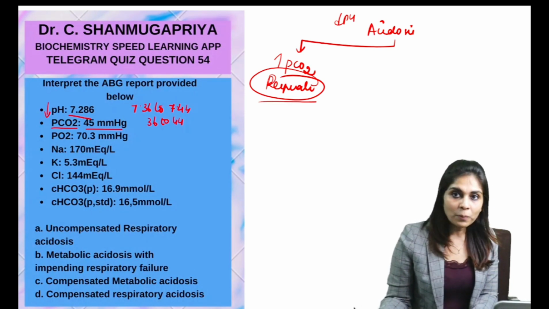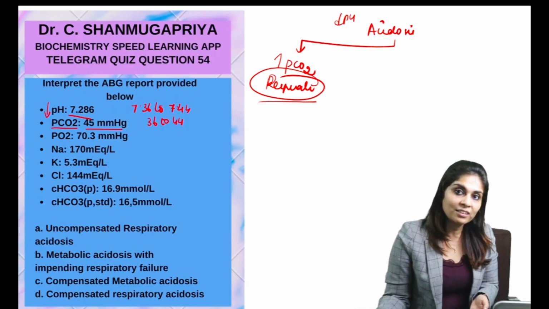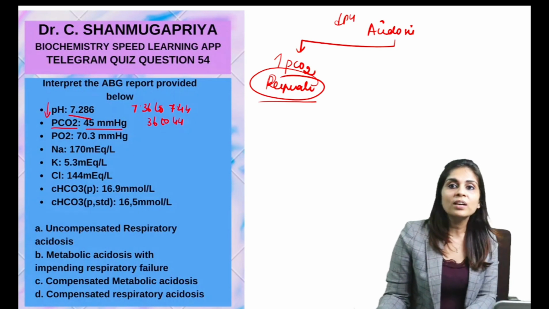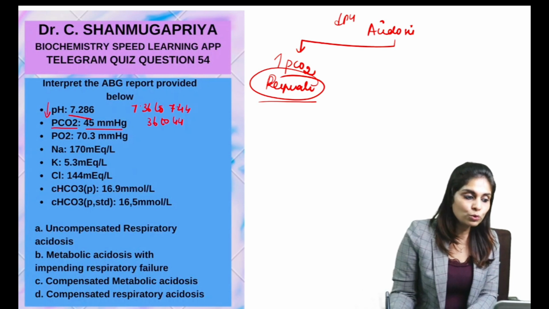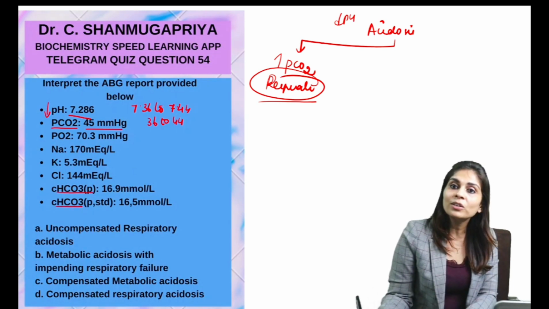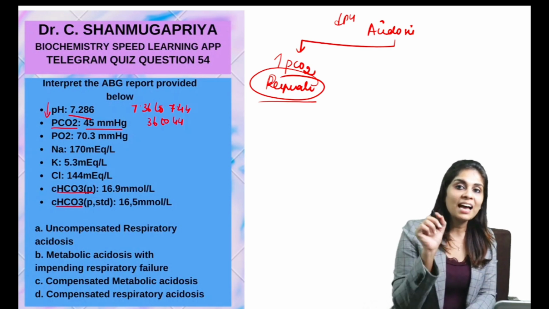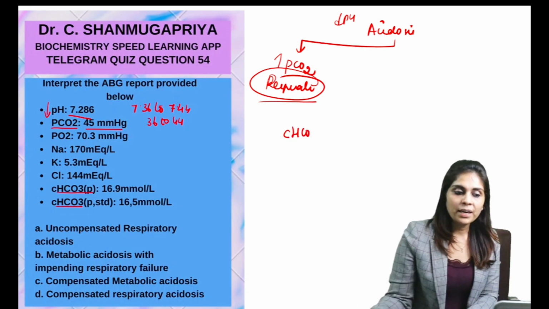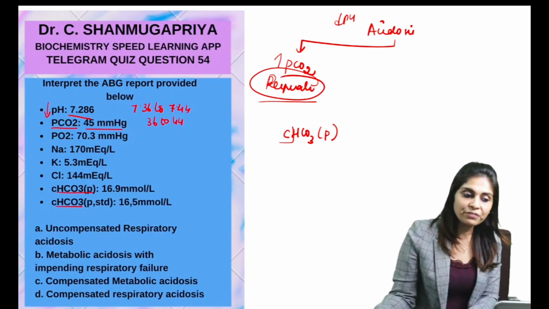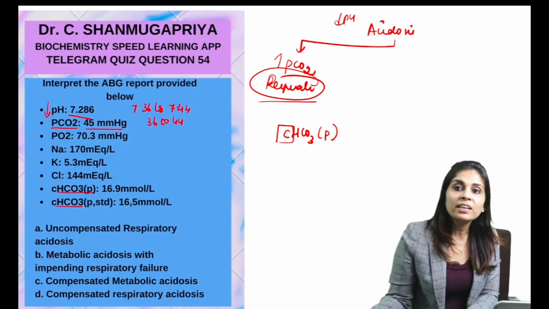Now, to confirm that it's respiratory acidosis and to find out if there is a hidden metabolic condition also, we will have to look at the bicarbonate value. But this ABG report has given you two bicarbonate values. What are you going to look at first? You have to look at the first parameter, which is actual bicarbonate, which is represented as small c, bicarbonate symbol within bracket P. Now, what does this prefix c stand for? The prefix c stands for the fact that it's a calculated value.